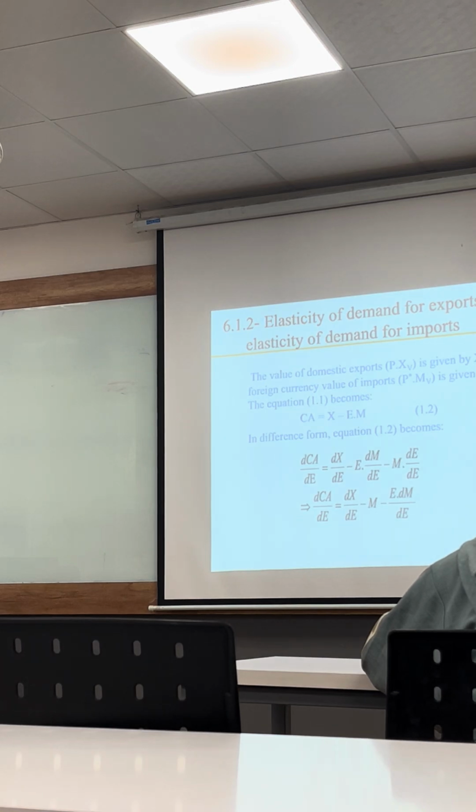That is about a mathematics term. I just introduce you. You don't need to remember it. The value of domestic export is V multiplied with X. V is given by X, and the foreign currency value of import is B star multiplied with V, given by M. And so with that short form, equation 1.1 will become CA equals X minus E multiplied by M.